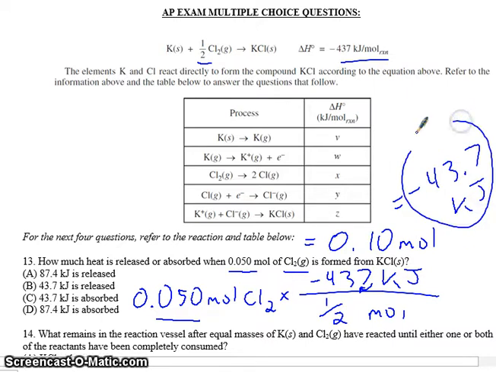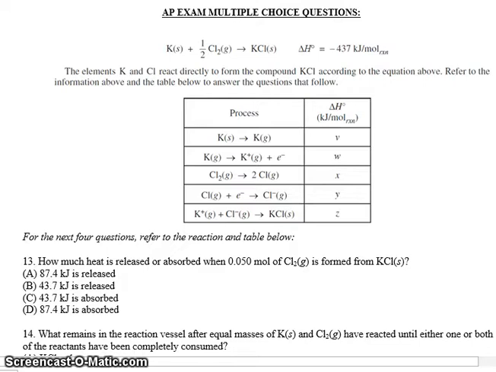So since we have 1/10 of a mole, we've got ourselves negative 43.7. Here it says released or absorbed, and because we're forming KCl as the reaction is written, we are releasing energy. So it should be released. B should be the correct answer. 43.7 kilojoules are released.